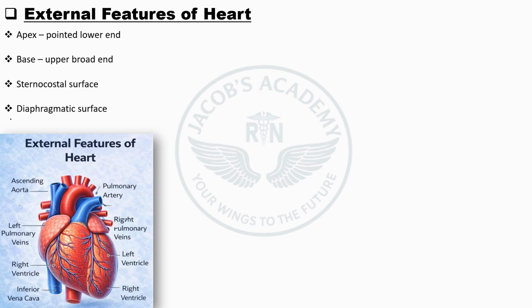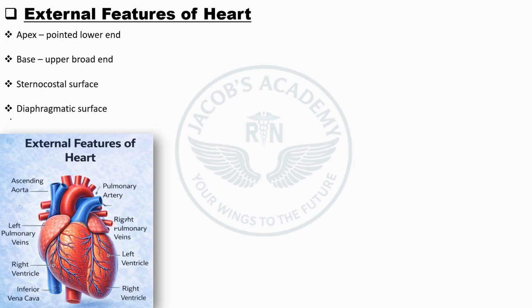The third one is the sternocostal surface. It is the anterior surface of the heart. It lies behind the sternum and ribs and is mainly formed by the right ventricle. And the last one is the diaphragmatic surface. It is the inferior surface of the heart. It rests on the diaphragm and is mainly formed by the left ventricle.